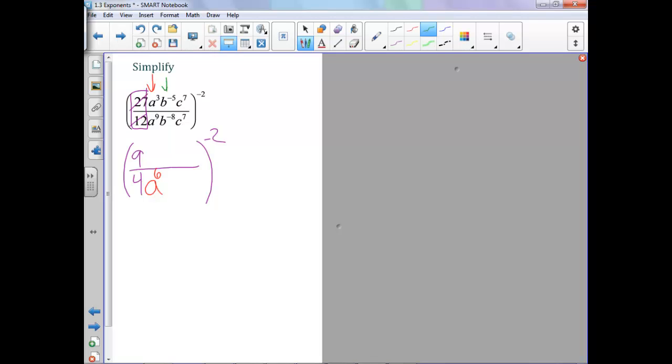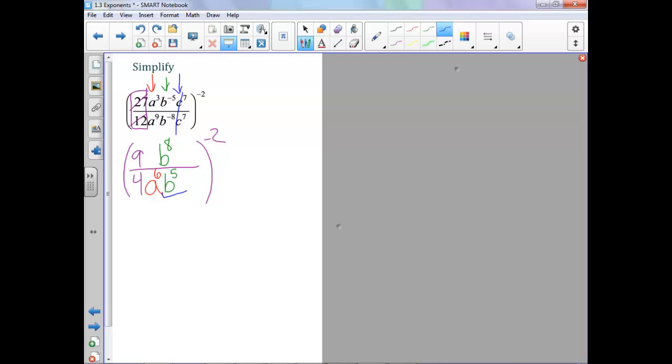Looking at our b's, there are different ways you can do this. If you want to get rid of your negatives first, we can change it so that we have b to the 8th over b to the 5th, so that those negatives aren't there anymore. That's fine. These c's, notice we have c to the 7th over c to the 7th, and they'll just cancel each other out.